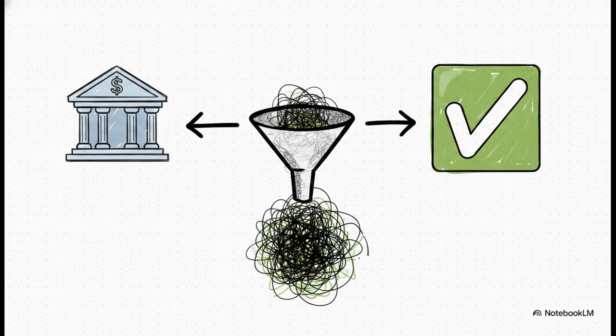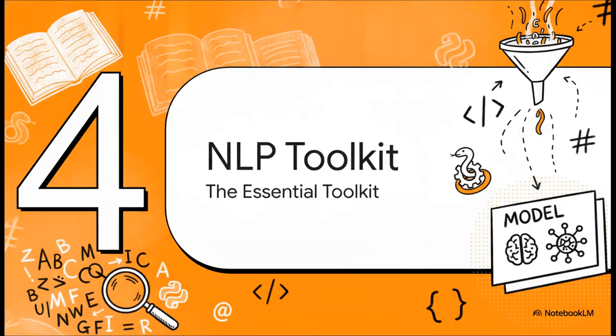If you average the word check into a single static vector, the computer completely destroys the nuance. It hopelessly blends a financial bank document together with the act of verifying a checkbox into a single confusing number. Before we solve that tricky context problem, let's take a quick interlude into Section 4, the essential NLP toolkit.